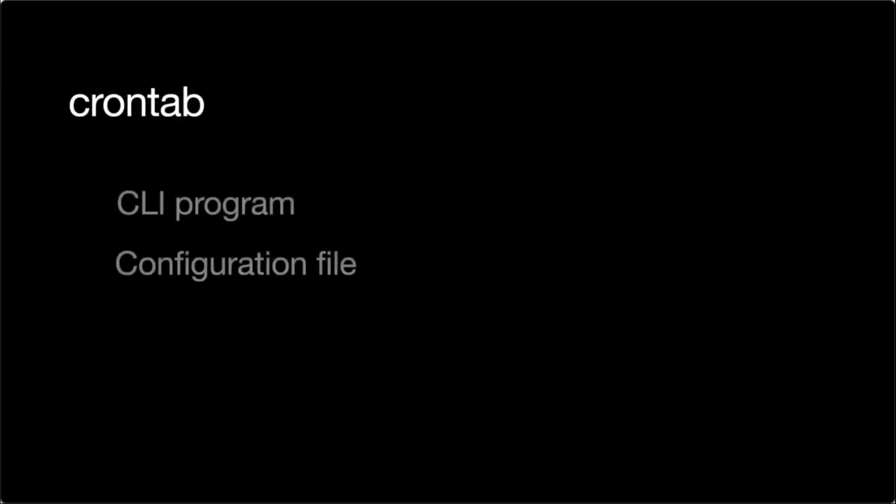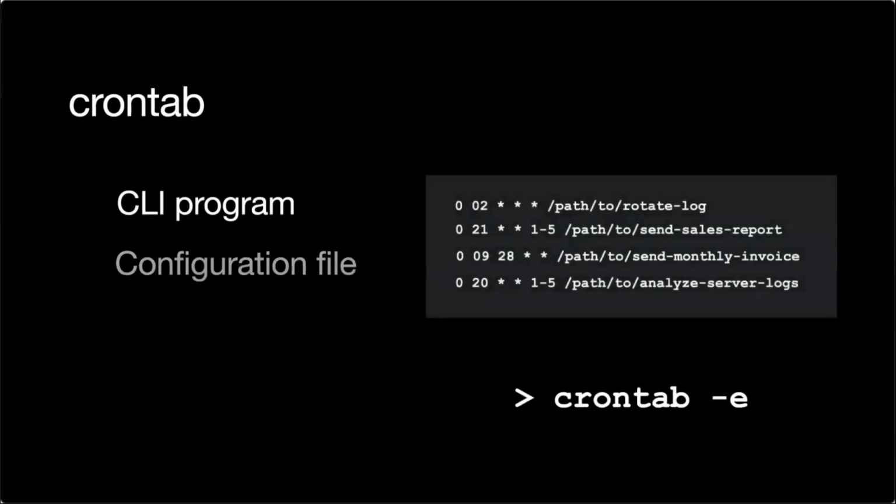The second component is the crontab. This word actually refers to two separate entities: a CLI program and a configuration file. The CLI program is how a user interacts with cron from their shell. For example, the command crontab -e opens up a text file that contains the user's cron jobs. This text file is what I'm referring to when I say the configuration file. When we talk about a crontab during this presentation, we mean this config file. Additionally, a computer has one crontab per user, as well as a system-wide one.